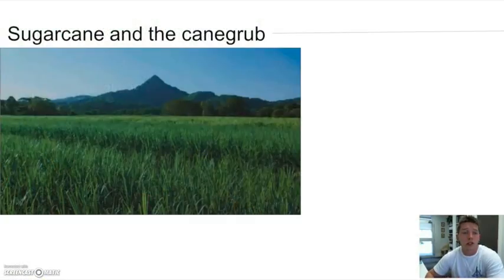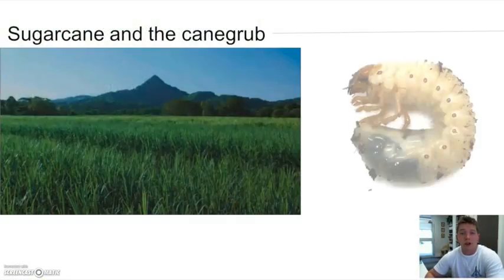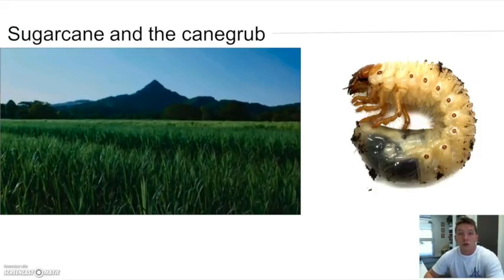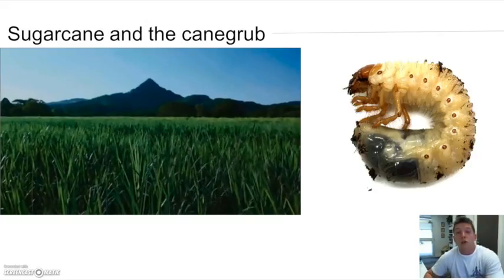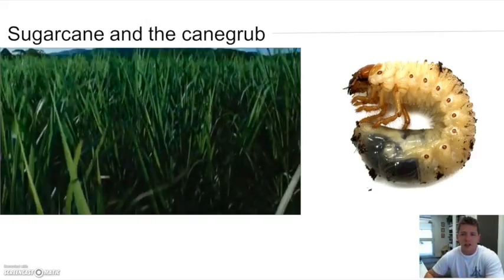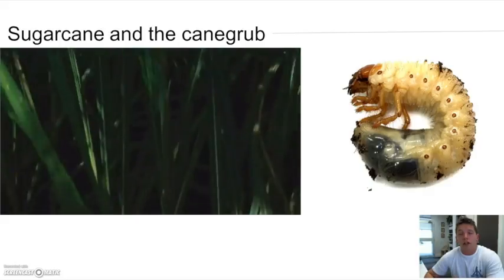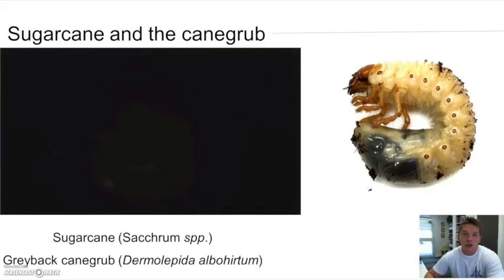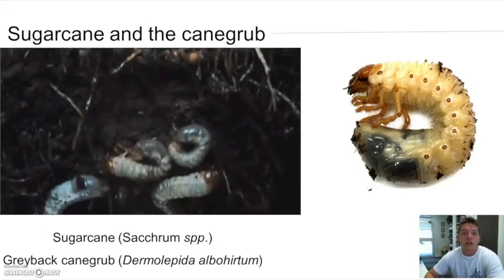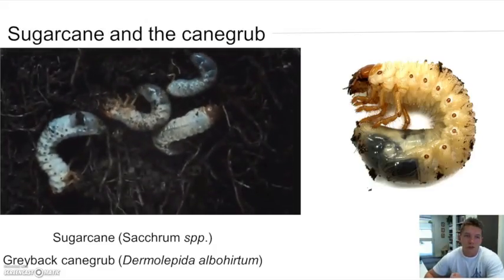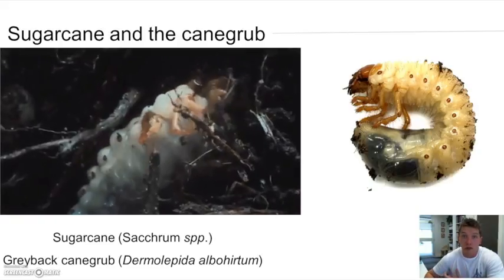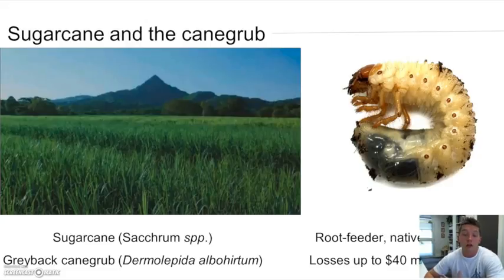So I went about testing this looking at sugarcane and the cane grub. Sugarcane is grown in several places around the world, but it is grown in Queensland and also in far north New South Wales. Now the cane grub, that is the larvae of the greyback cane beetle, which is a native insect to Australia. And these larvae live below ground and they feed on the roots of grasses, but are typically known as very destructive feeders of the roots of sugarcane. And in fact, they cause losses of up to 40 million Australian dollars annually.